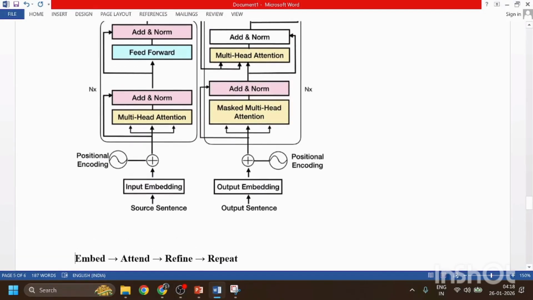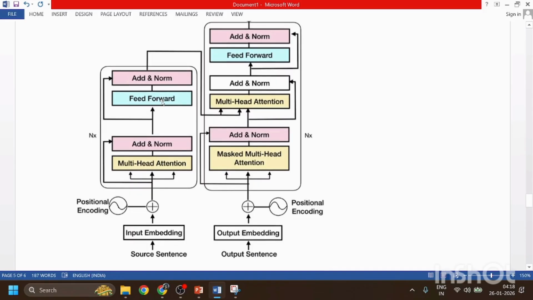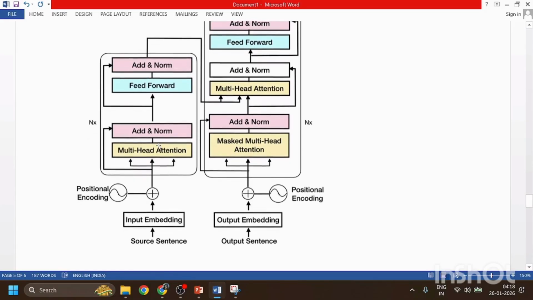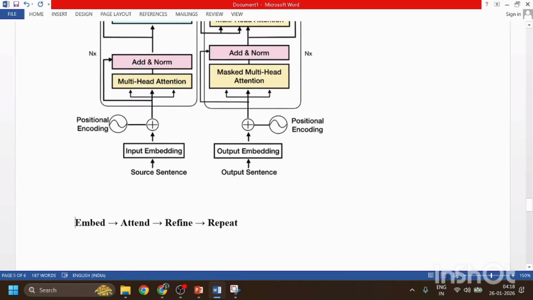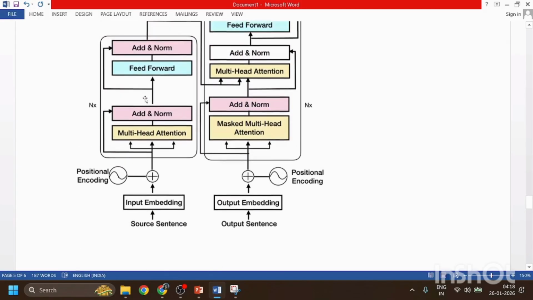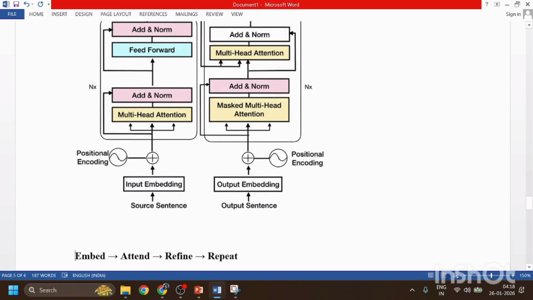I'm going to explain again like a story. Words are converted into numbers with embedding and positional information. Then self attention lets each word look at all other words to understand the context. Finally, the simple neural network refines the information layer by layer to deeply understand the sentence. You can say: embed, attend, refine, and repeat.